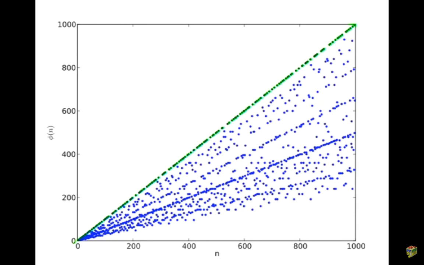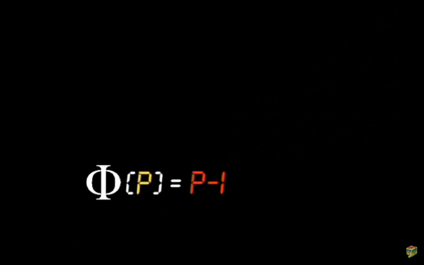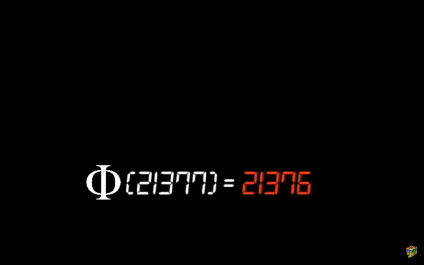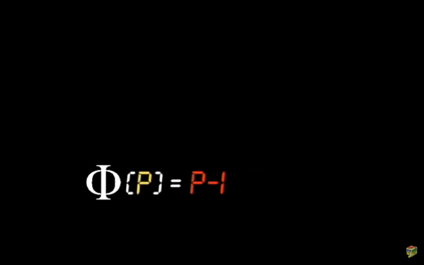Since prime numbers have no factors greater than 1, the phi of any prime number, p, is simply p minus 1. To calculate phi of 7, a prime number, we count all integers except 7, since none of them share a factor with 7. Phi of 7 equals 6. So if you were asked to find phi of 21,377, a prime number, you would only need to subtract 1 to get the solution, 21,376. Phi of any prime is easy to compute.